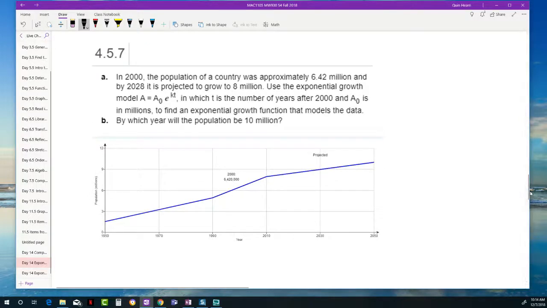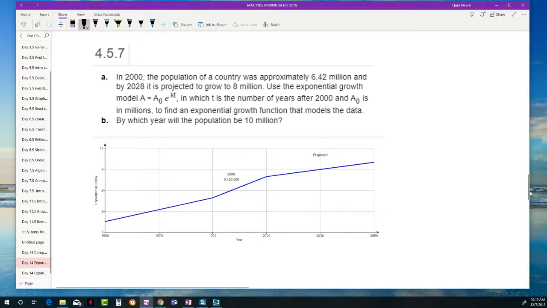Moving on to the next problem. This is a problem you'd see in MyMathLab. It's chapter 4, section 5, item number 7. It says in the year 2000, the population of a country was approximately 6.42 million, and by 2028, it is projected to grow to 8 million.